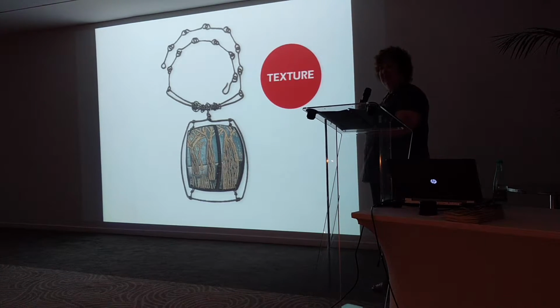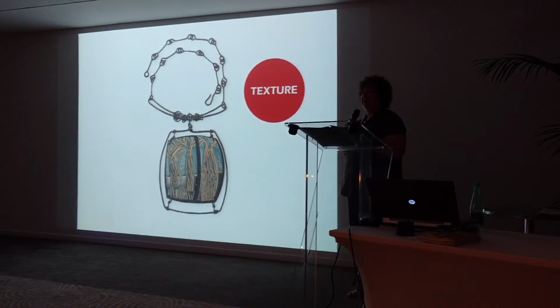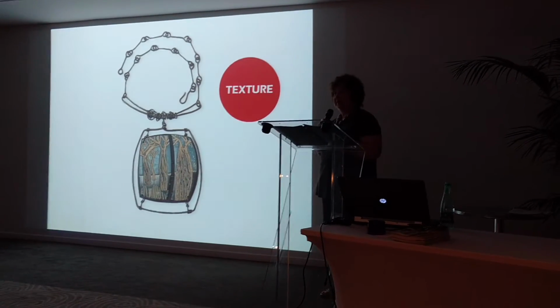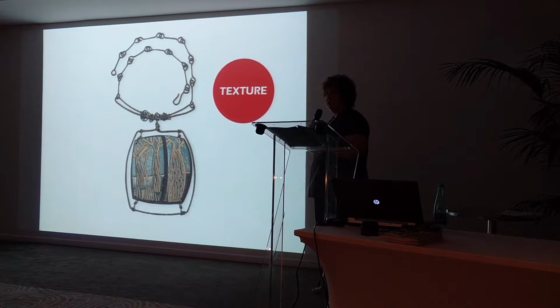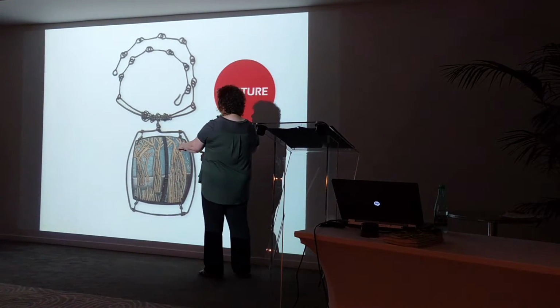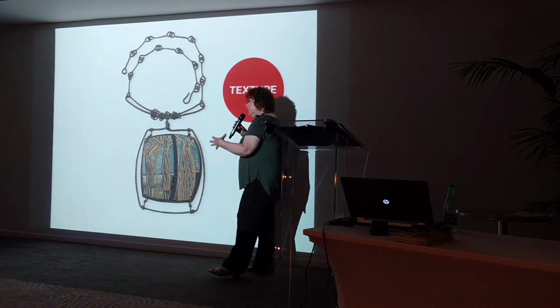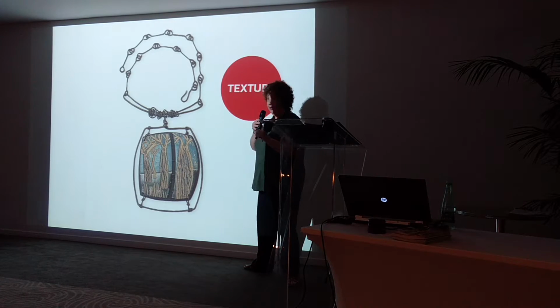Texture. Texture is the surface quality that can be seen and felt. Textures can obviously be rough or smooth or anything in between. Here, the rough texture of the focal piece is integrated throughout the necklace by the coarse handling of the wire.